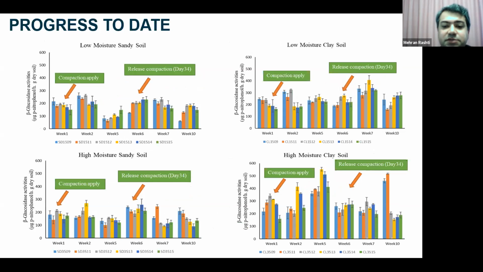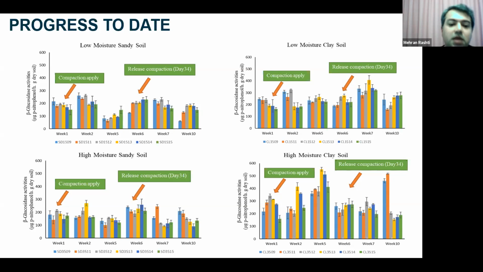The same happens with the enzyme activities. For example, here I put some beta-glucosidase activities, which is an enzyme related to carbon functionality in the soil process. You see that the stress will affect the concentration of beta-glucosidase, and the concentration increases after you release the compaction. The reason is that you get more food source available in the system, and microorganisms start to produce some enzymes to digest or decompose the recalcitrant organic matter and use it as a food source.